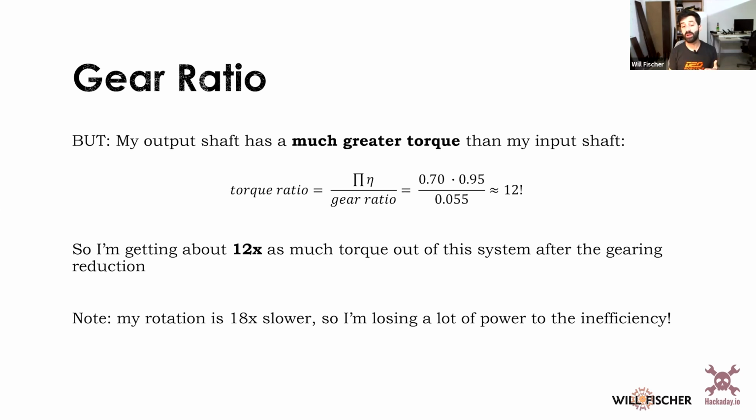So I would note that my rotation is 18 times slower. So I'm losing a ton of power to this inefficiency, right? I'm getting a 12x torque multiplier, but my speed is now 18 times slower. So it's a bummer of a trade-off, but that is the loss of heat. What I get for that is worm gears are extremely efficient in terms of their packaging size. And I'll talk about those when I talk about worm gears specifically.